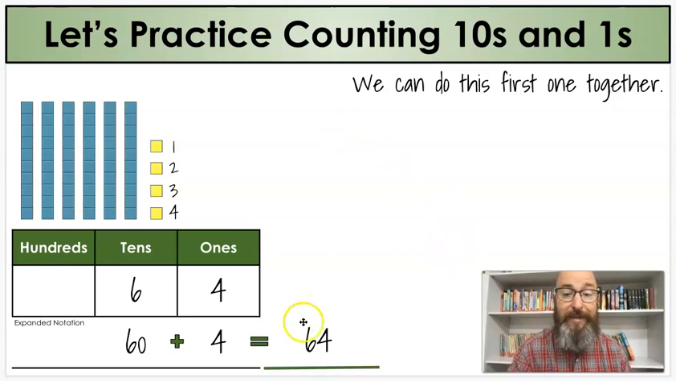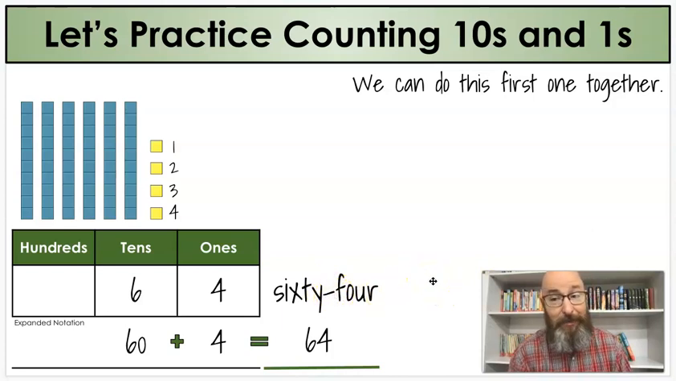So if I were to break 64 up into expanded notation, it would be 60 plus 4 because I have a 6 in the tens place and a 4 in the ones place. And of course, we would put our number word 64. Make sure you put that hyphen right there in between. In our class, we named the hyphen Finn, so when we put it, we can say, "Hi, Finn."